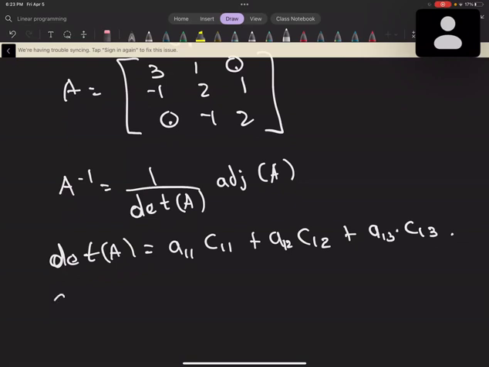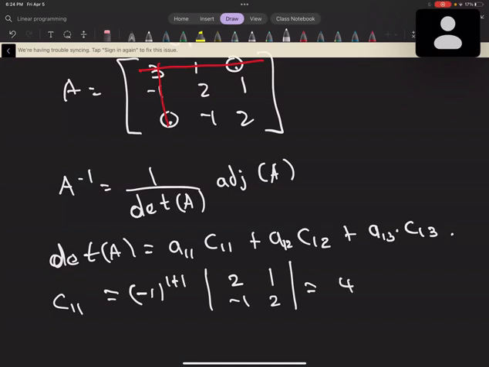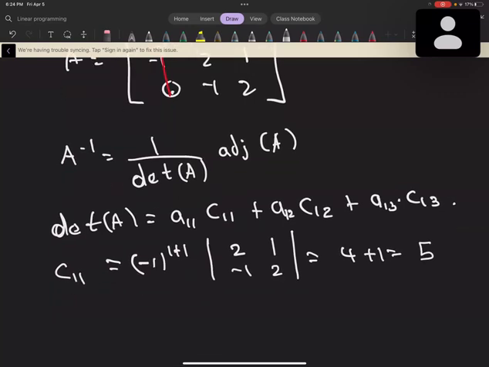So what is C11? As we saw, this is minus 1 to the 1 plus 1, and the determinant of the matrix. I like to use this notation sometimes, it's faster. Of 2, 1, minus 1, 2. So that will give me positive, and that will give me 4 minus, minus times minus is plus, so minus minus 1 is plus 1, that will give me 5. You see, it's not that bad.